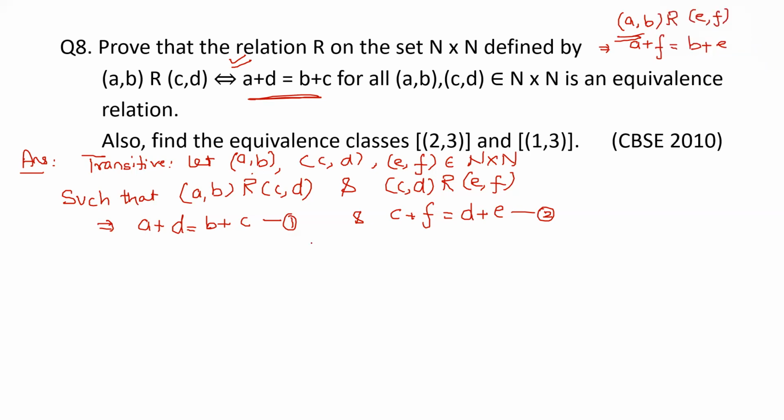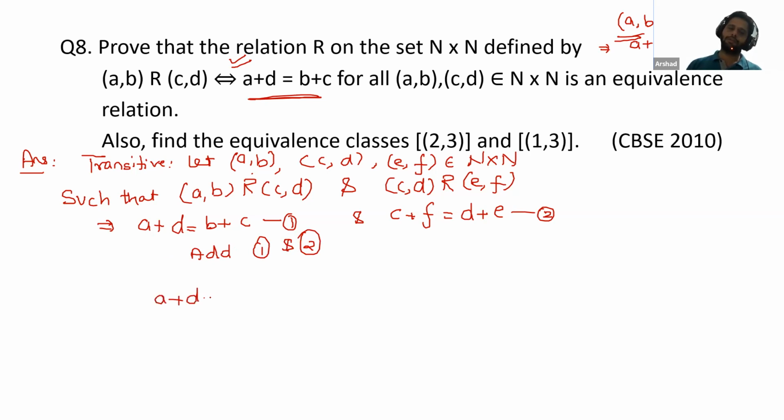We need to subtract both the equations, or we can say we will add 1 and 2. Okay, let's see. Add 1 and 2. On the left side you have a plus d plus c plus f, and on the right side you have b plus c plus d plus e. Now cancel out the same terms. c will cancel out, then d will also cancel out. So finally you will get a plus f is equal to b plus e.